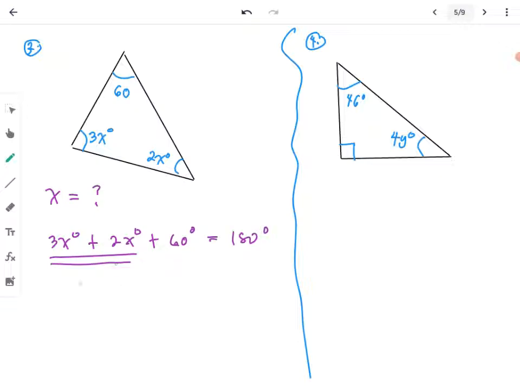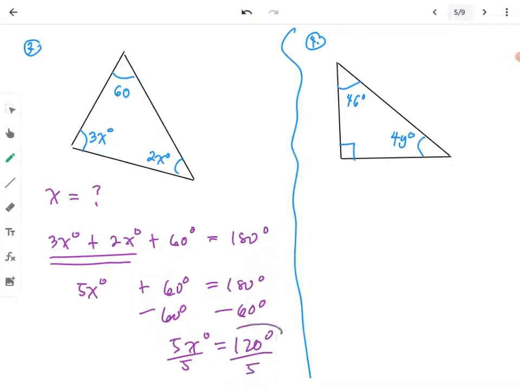These are similar terms, so that gives us 5x plus 60 degrees equals 180 degrees. Let's subtract. Therefore, we are left with 180 minus 60 is 120 degrees. Dividing both sides by 5. So 120 divided by 5 gives us x equals 24 degrees. Therefore, the value of x is 24.